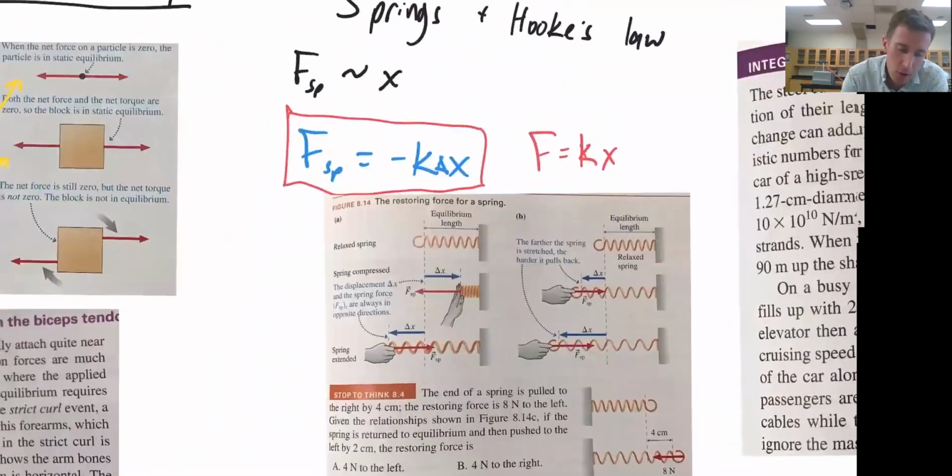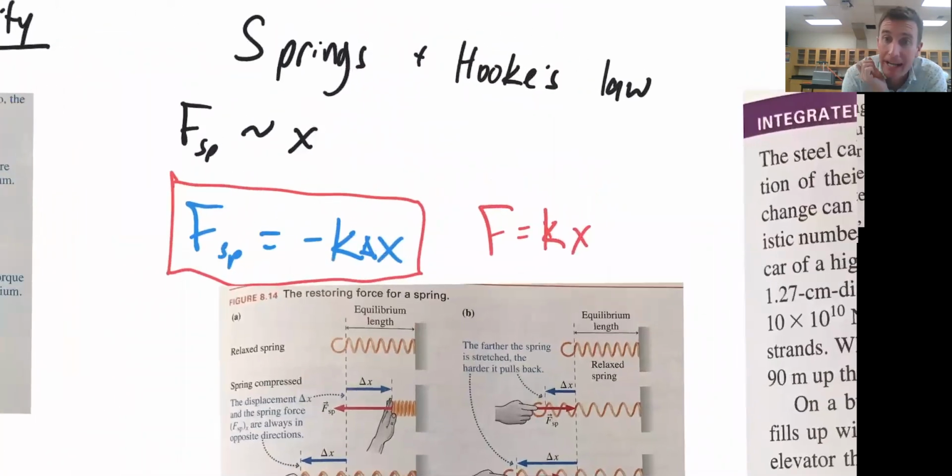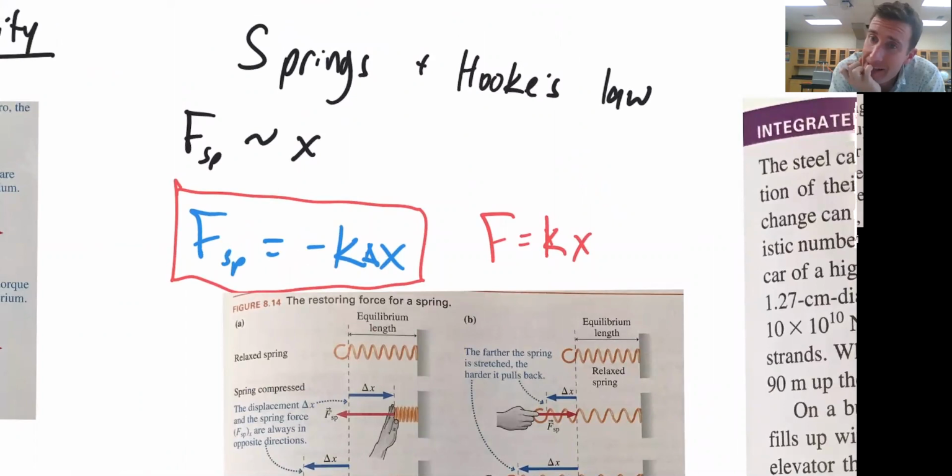So let's go back and think a little bit more about springs and Hooke's law. Now, we've introduced this when we talked about energy. We did spring potential energy. And now we're going to come back and just reinforce springs and Hooke's law. So the force of a spring is directly proportional to x, the distance moved by the spring. We can put that into an equation and say that the force of the spring is equal to the negative spring constant k times the change of distance of the spring x, or F equals kx.